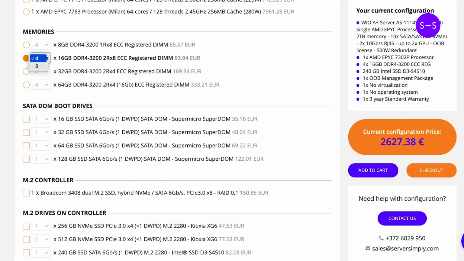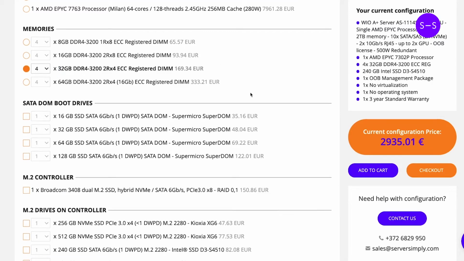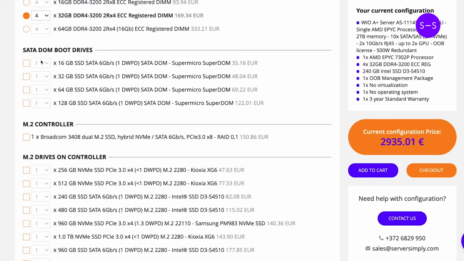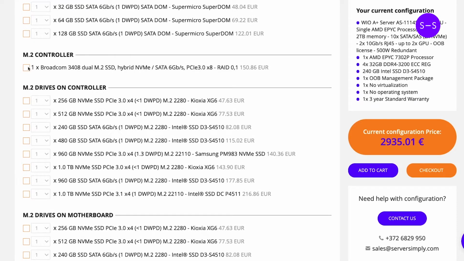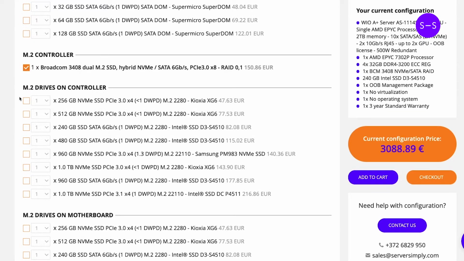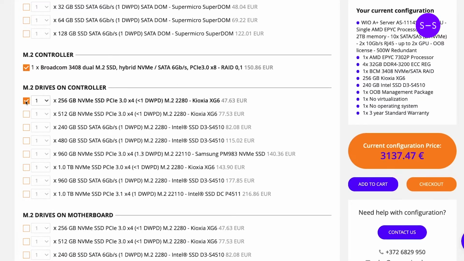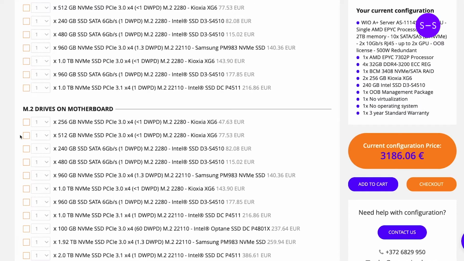Most common option is to have actually 4 DIMMs and use the little bit larger ones like 32 gigs. There are SATA DOM boot modules on board possible to select, but the most popular one today is the M.2 controller, where you can have small M.2 drives and put them into RAID 1 mode for boot option, and since it's mirrored, it's a very popular option.